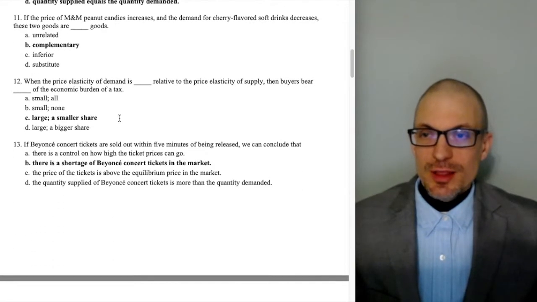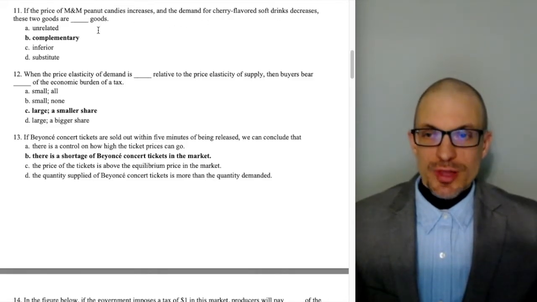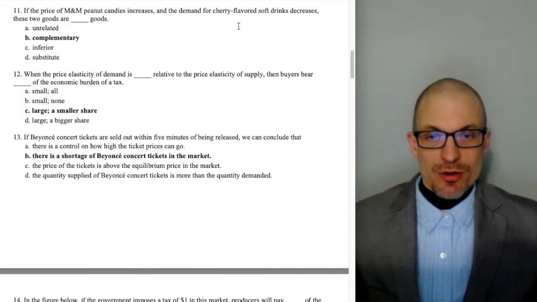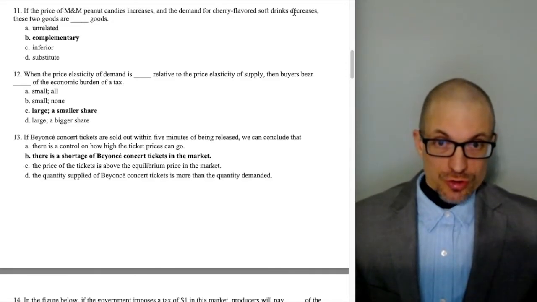Okay, so 11. If the price of M&M peanut candies increases and the demand for cherry-flavored soft drinks decreases, how are the two goods related? They are complementary. Now, it actually doesn't matter how we view M&M peanut candies ourselves or cherry-flavored soft drinks. That doesn't matter at all. This could just be the price of good 1 and the demand for good 2, right?